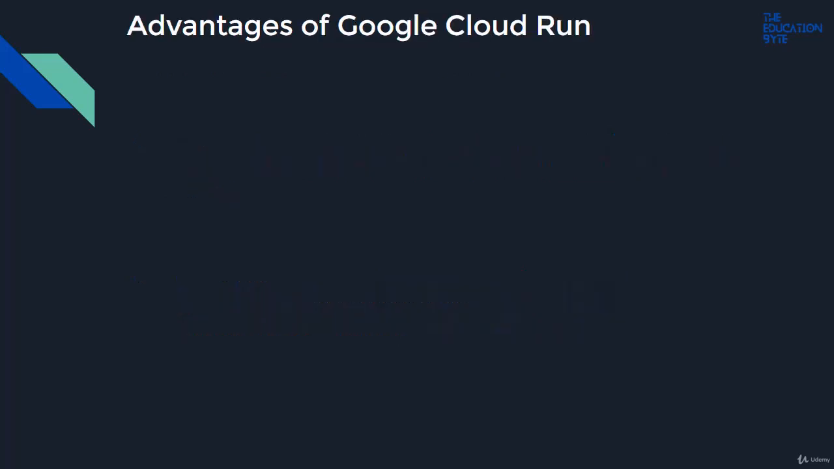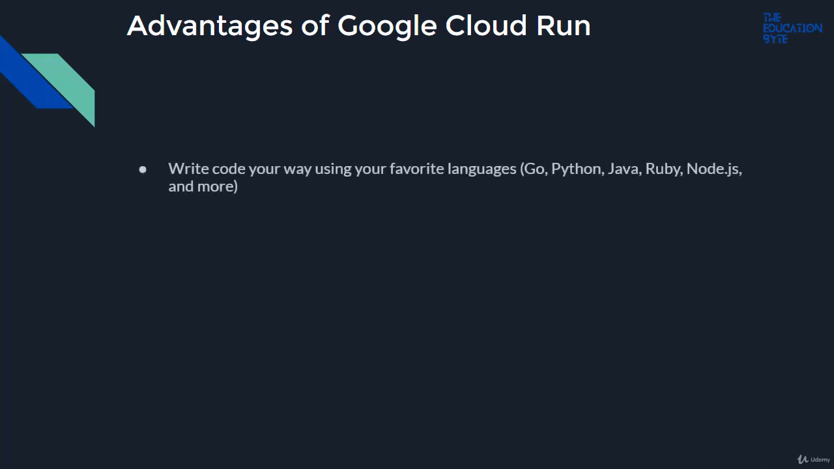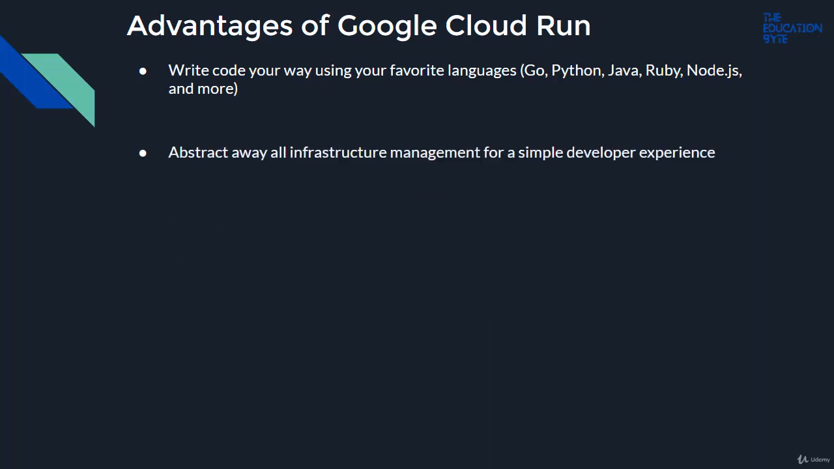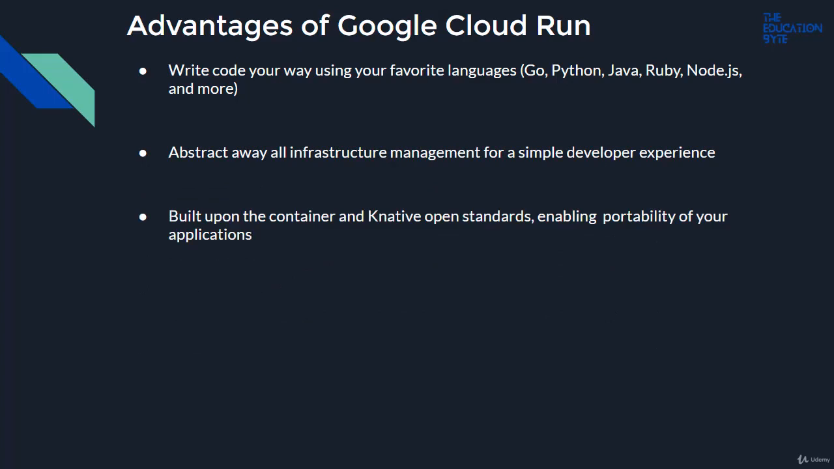So what are some of the advantages of Google Cloud Run? You can write code your way using your favorite languages. Could be Go, Python, Java, Ruby, Node.js, and more. You abstract away all infrastructure management for a simple developer experience. It is built upon the container and Knative open standards, enabling portability of your applications.